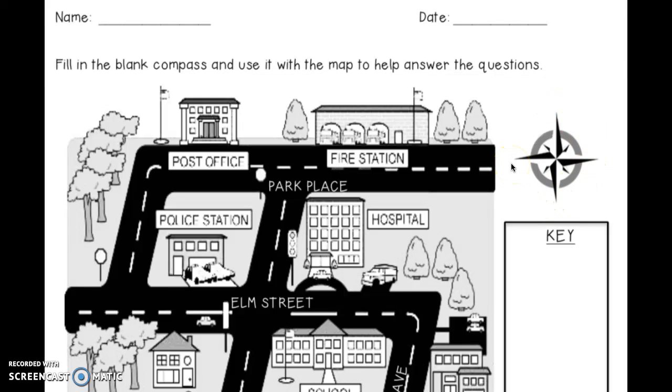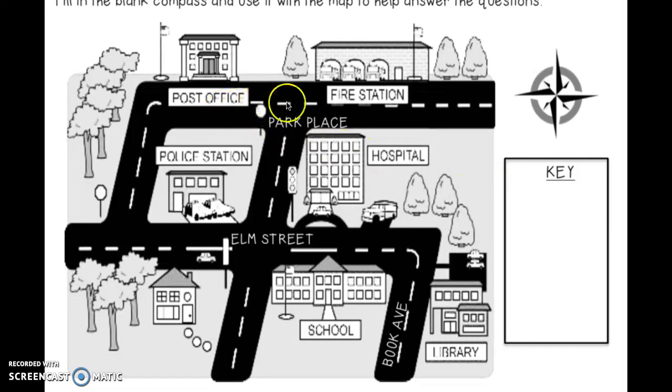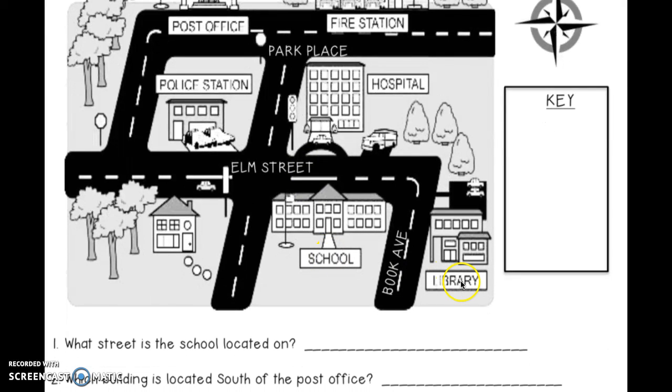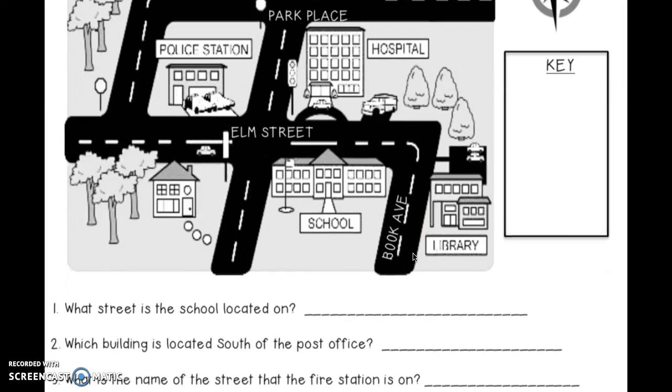there for each direction. We have the post office, fire station. This road is called Park Place. We have the police station, the hospital. This road is called Elm Street. Here we have school, the library, and this road is called Book Avenue, or Ave for short.